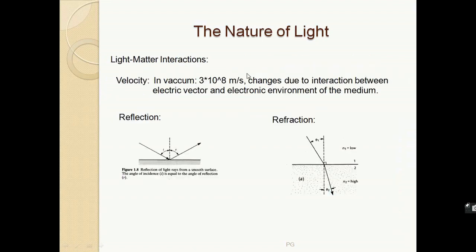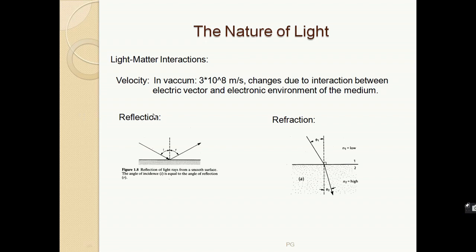So next we will talk about light-matter interaction. What happens when light interacts with matter? The first property of light that we will discuss is velocity. As we know, the velocity of light in vacuum is 3 × 10^8 meters per second, which is the highest velocity of light possible. But when it interacts with any medium or material, its electric vector interacts with the electronic environment of the medium, and each interaction takes a finite time, so its velocity changes.